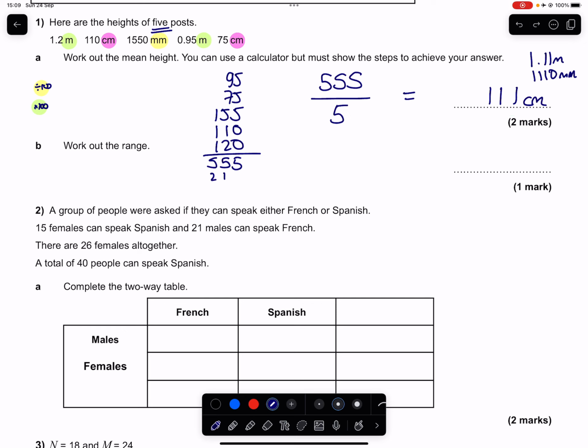Part B, work out the range. That is the biggest, take away the smallest. The biggest value that we had from all of the heights was 155. The smallest was 75. So when we take them away from each other, we're going to end up with 80 centimeters. And again, if you'd done this in meters or millimeters, we would have got 0.8 for our meters, or we would have got 800 if you had done it in millimeters.